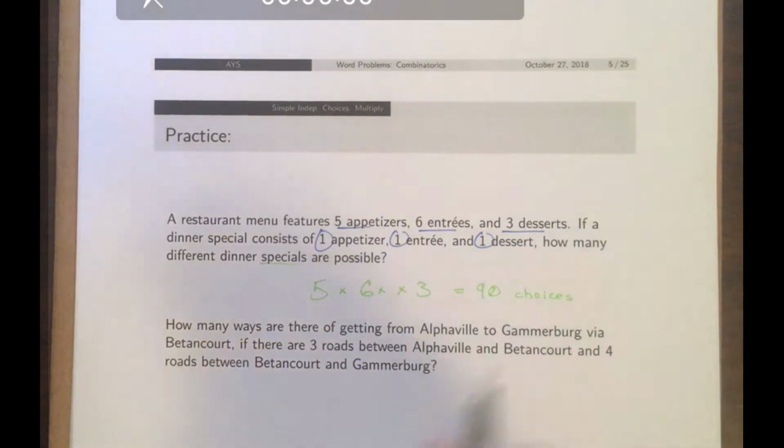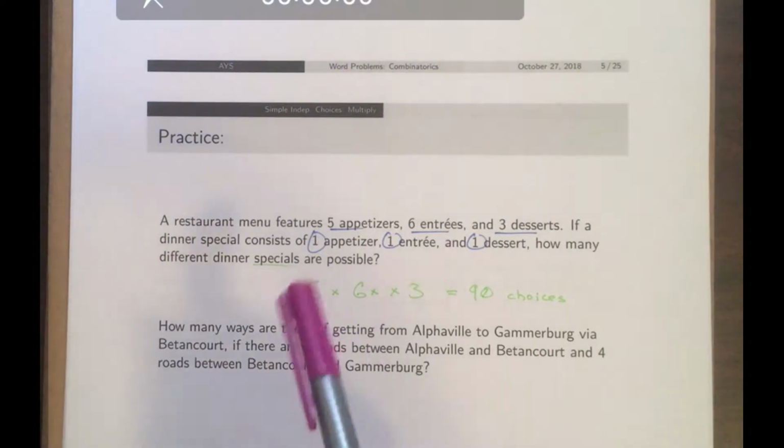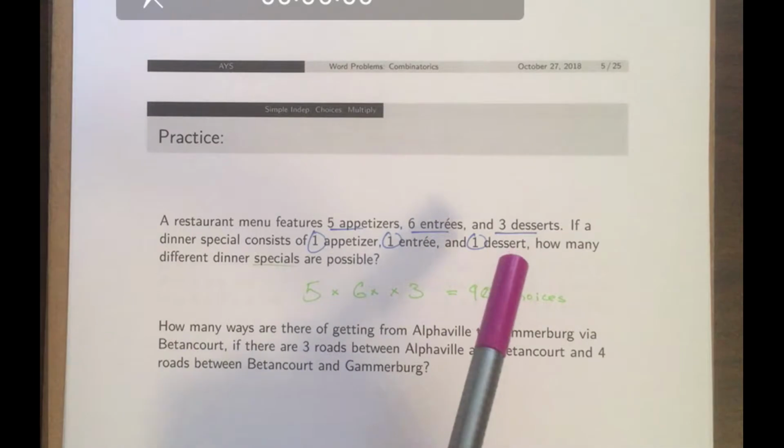And that's the big idea of combinatorics. Combinatorics is all about choices or combinations. So this is a combination of appetizer, entree, and dessert. I'll use a different color because maybe the screen isn't showing up too well. But it's a pretty simple question, and these are all independent. Your appetizer choice doesn't affect your entree choice, and doesn't affect your dessert choice.